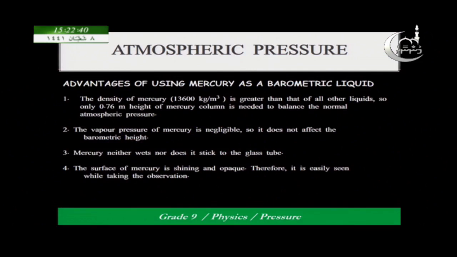The vapor pressure of mercury is negligible, so it does not affect the barometric height. Mercury neither wets nor sticks to the glass tube. The surface of mercury is shining and opaque, therefore it is easily seen while taking observation. So these are the advantages of using a mercury barometer.